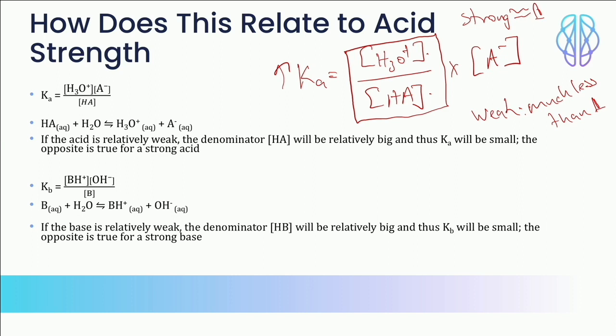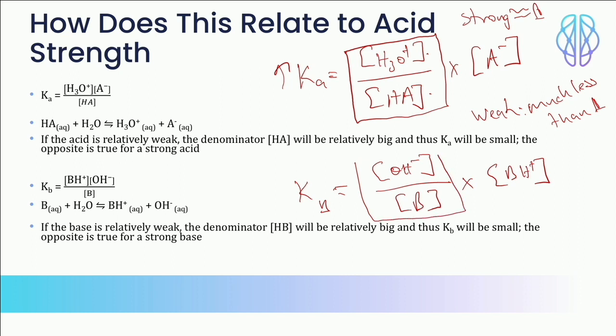We can do a similar thing for Kb. Let's split up the formula to look more like this. I'm going to bring your attention over here again. Similarly, for a stronger base, this ratio, between the concentration of OH minus and the original base B, will be approximately 1.